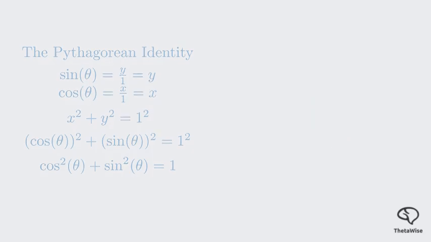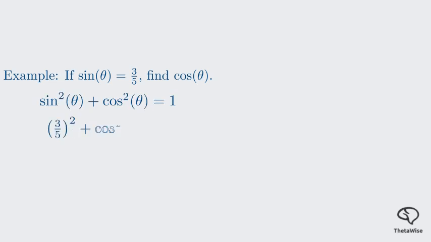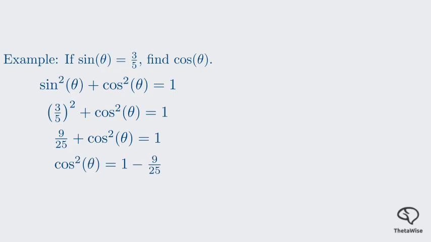Let's see how we can use this. Suppose we know the value of one trigonometric ratio and want to find another. For example, let's say we know that sine of theta is 3/5 and we want to find cosine of theta. We start with the identity: sine squared plus cosine squared equals 1. We substitute 3/5 for sine of theta. Squaring 3/5 gives us 9/25, so 9/25 plus cosine squared equals 1.